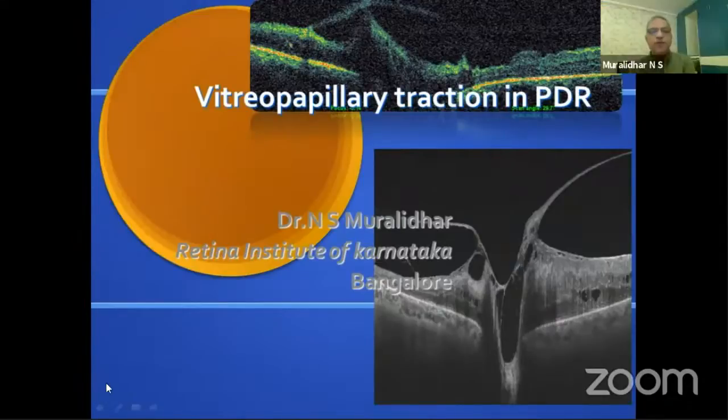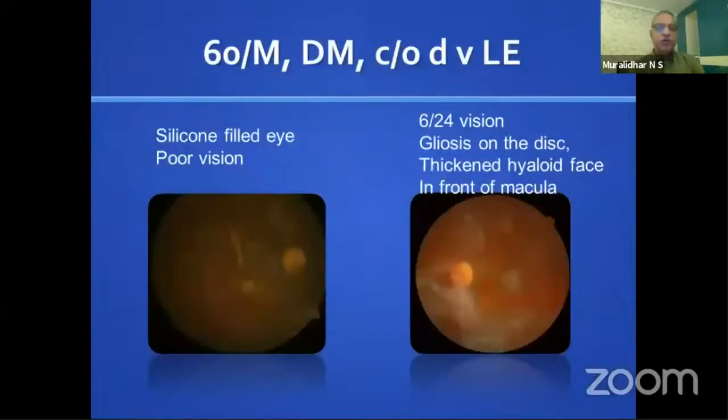I would like to talk on vitreopapillary traction in PDR. This was way back in 2013. This patient was on regular follow-up, a 60-year-old male diabetic patient. Right eye had poor vision because of silicone oil filled eye, multiple surgeries done elsewhere. Left eye had post-laser PDR status stable with good near and distance vision.